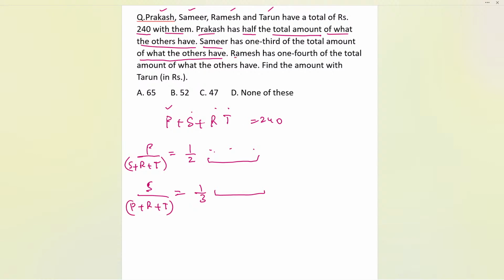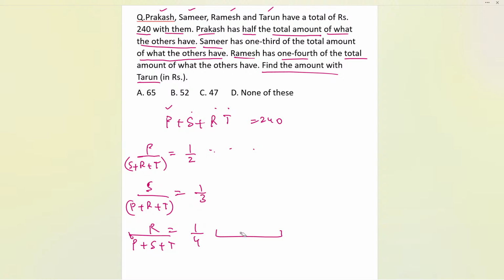Then we have Ramesh has 1/4 of the total that the others have. So Ramesh has 1/4 of whatever the remaining have, so P plus S plus T over here. Now that is the part. Further, it is saying find the amount with Tarun. We don't know the exact amount Tarun has. Now what I can do over here, let me tell you.